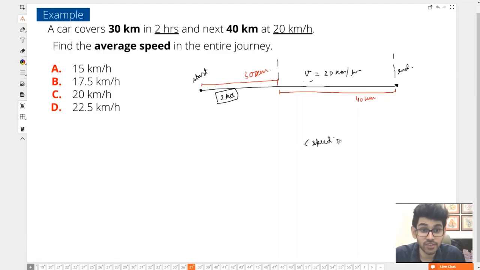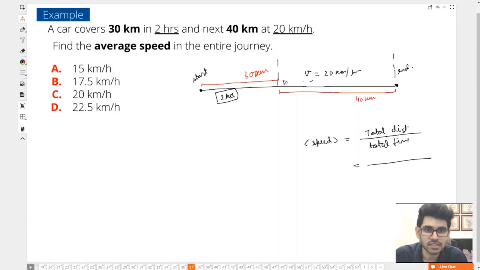So what is average speed first, right? Average speed is total distance upon total time, right? So what is total distance? 30 plus 40 is the total distance. 30 is covered in how much time? Total time will be 2 hours plus how much time was taken here. You have to find the time here also, right? So you just have to find 2 hours plus T2.